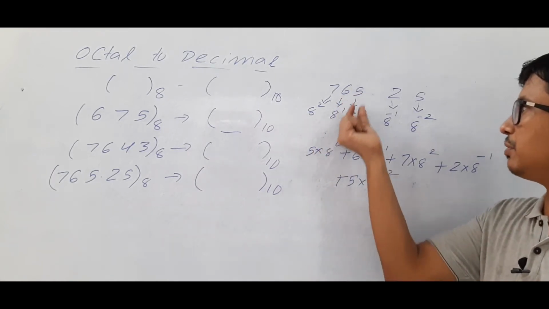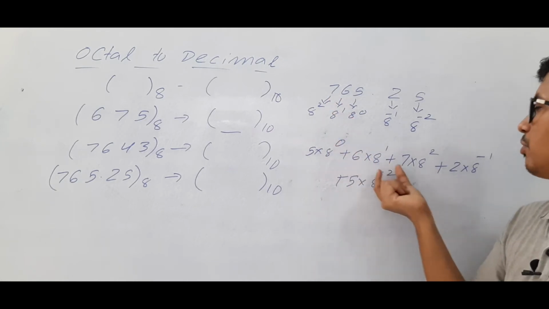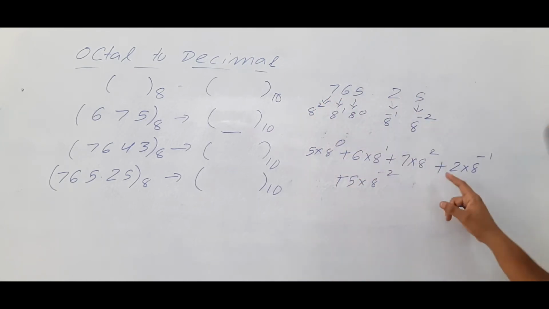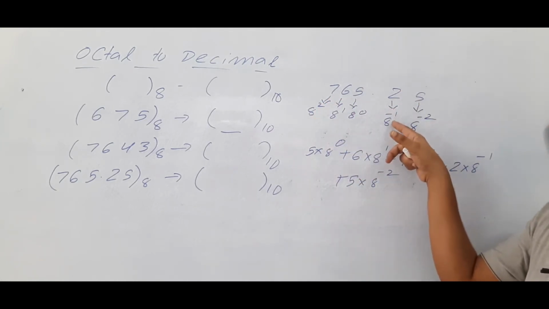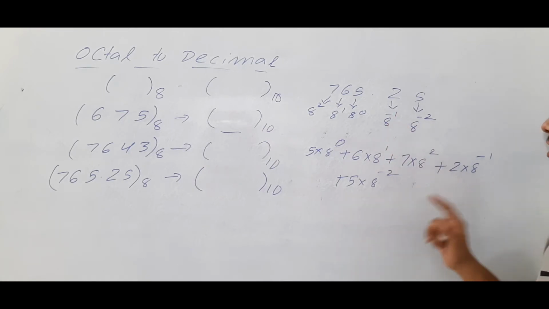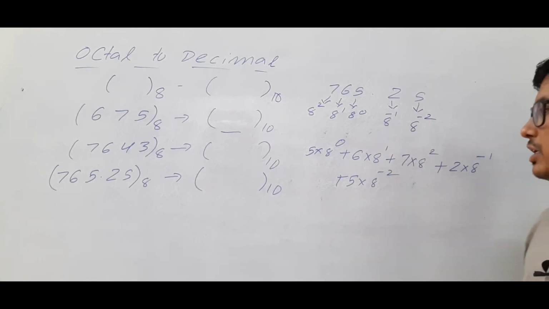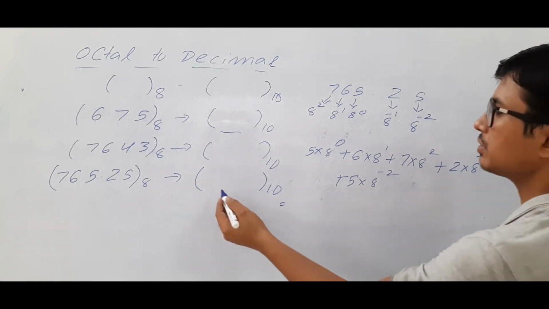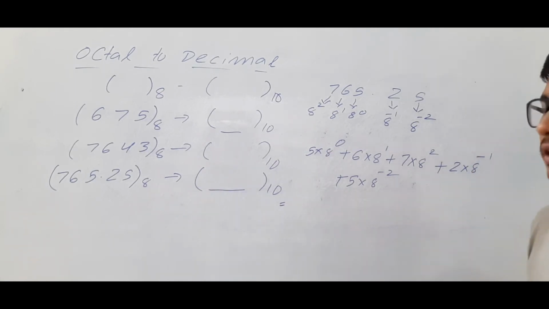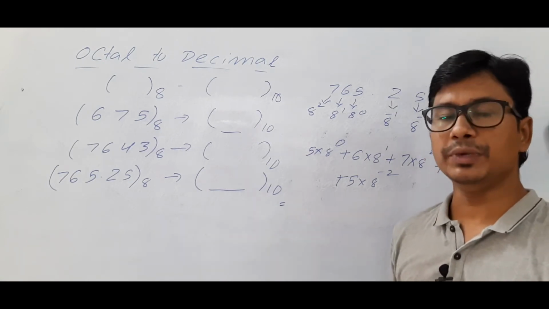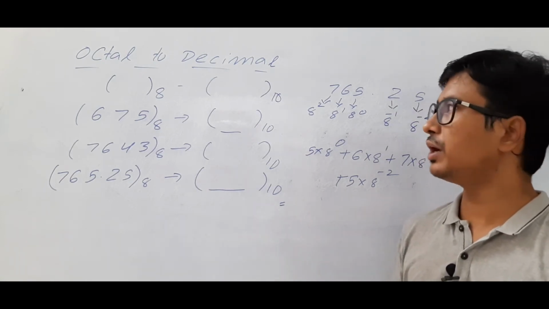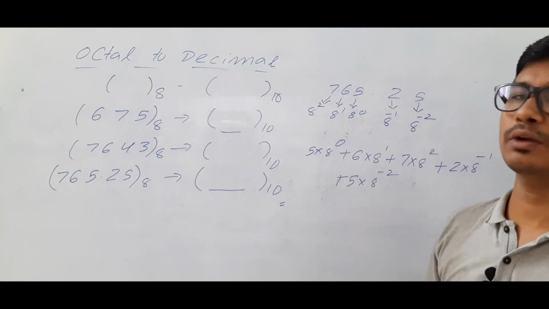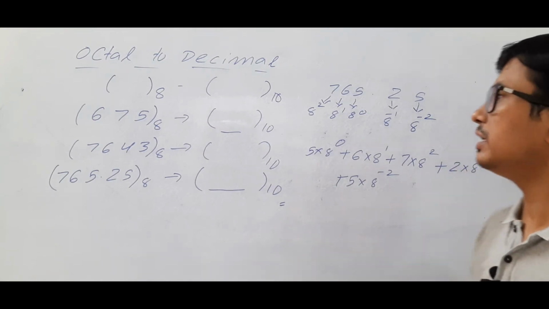5 into 8 power 0 plus 6 into 8 power 1 plus 7 into 8 power 2 plus 2 into, what is the weight of this one? 8 power minus 1. I will keep it. 5 into 8 power minus 2. You perform the multiplication and addition. Whatever number you get, that is the number in base 10, or a decimal number. So, I hope you have understood how I converted an octal number to a decimal number.